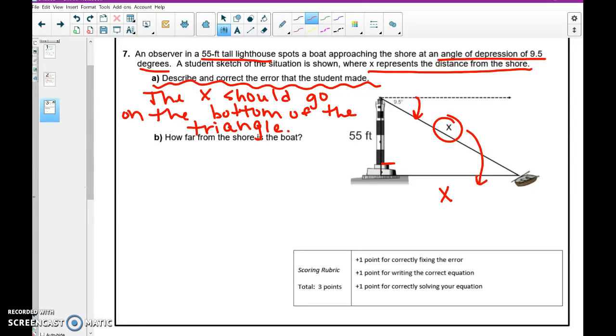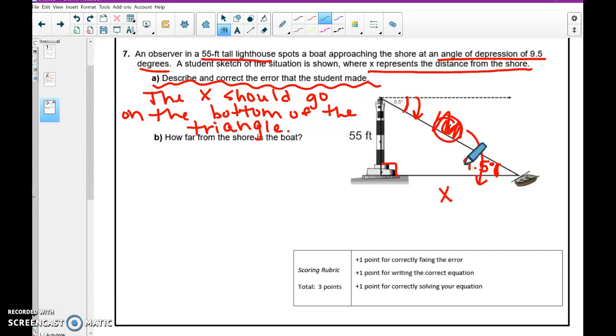Once you have that figured out, then you can start doing things as usual. Remember, you're not going to use this anymore. Don't use the X there. We got to put the 9.5 in the triangle. Remember, we talked about angle of depression is equal to angle of elevation. Angle of depression is here, and angle of elevation would be right there. So this is also 9.5 degrees. Now I can start solving it like usual.